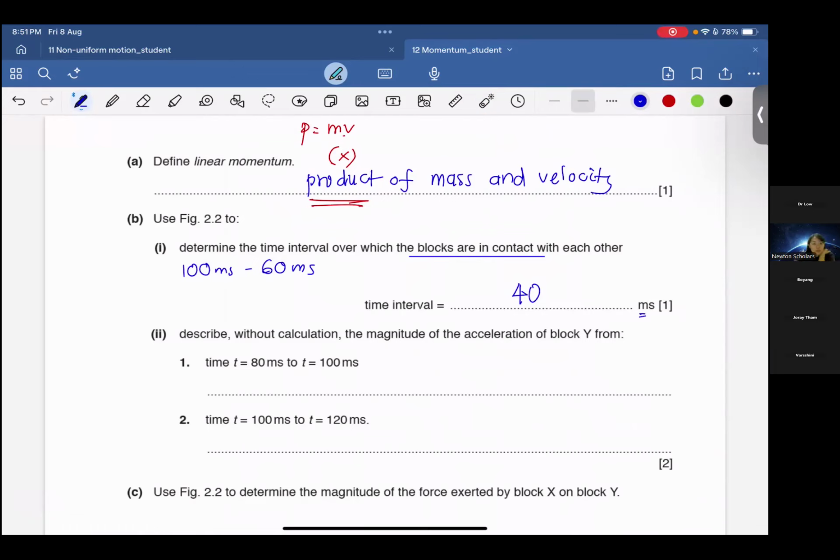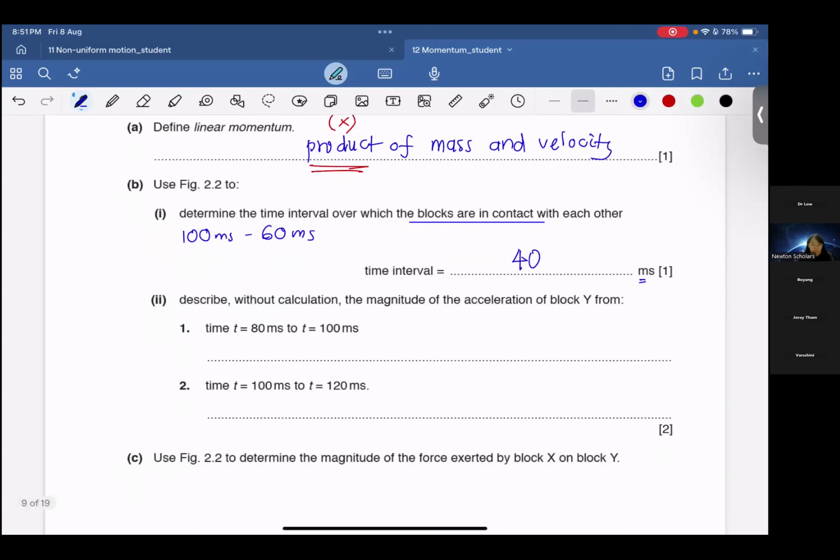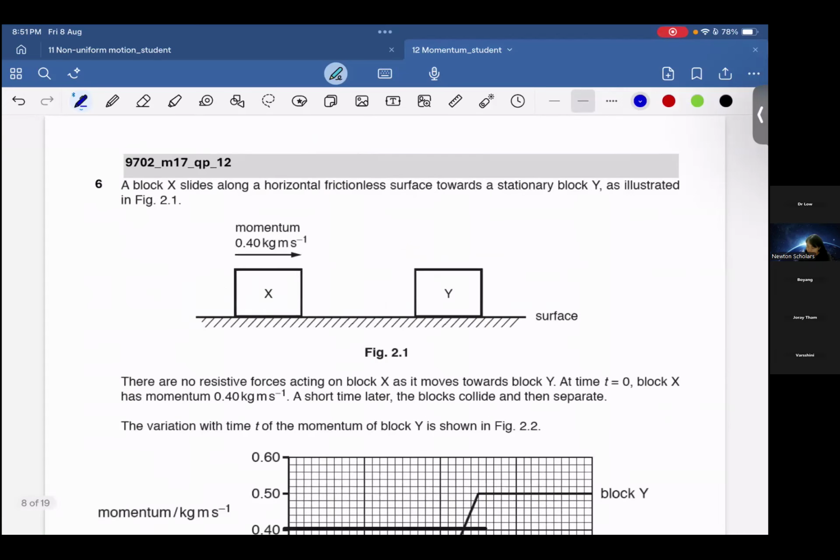Okay, describe without any calculation the magnitude of the acceleration of block Y. Okay, acceleration of block Y from the time t, 80 meter per second to 100 meter per second. Okay, we look at this.